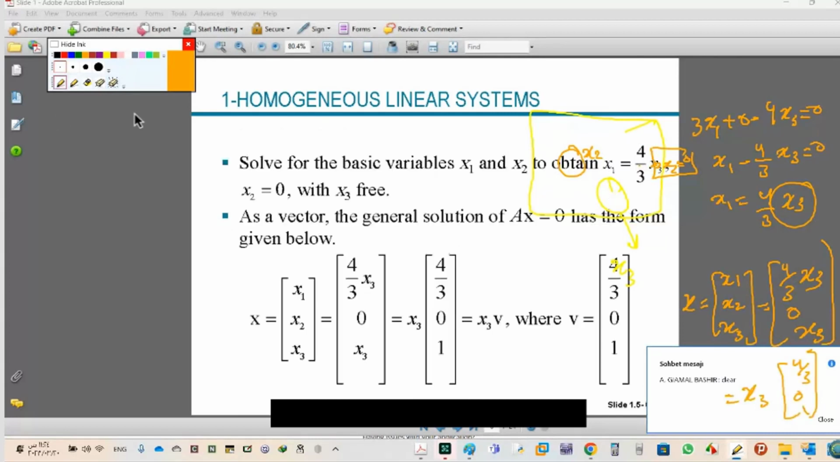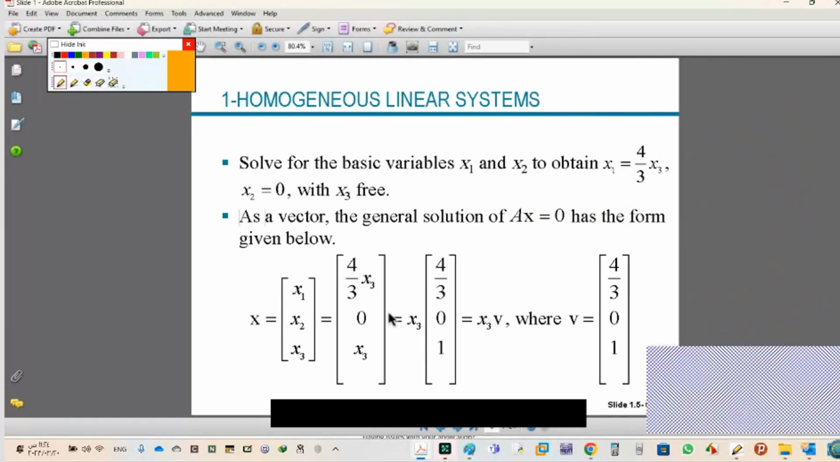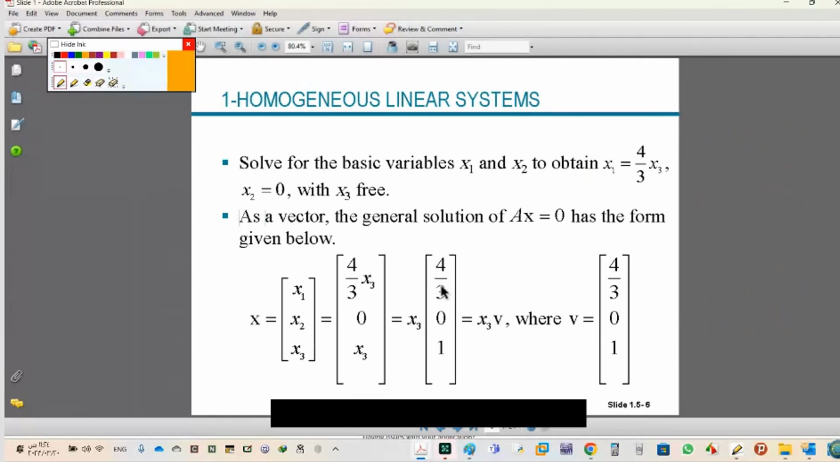Okay. Now see in our book, see this answer if you can see here. Solve the basic variables x1 and x2 to obtain x3. x2 and x3 is a free variable. As a vector, the general solution of x has this form: x equals x1, x2, x3. So take x3 outside, it's 4 over 3, 0, 1. This vector, we can write as v. So x here equals x3 v.